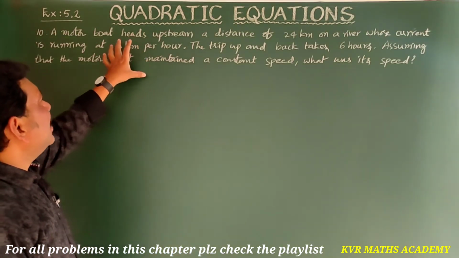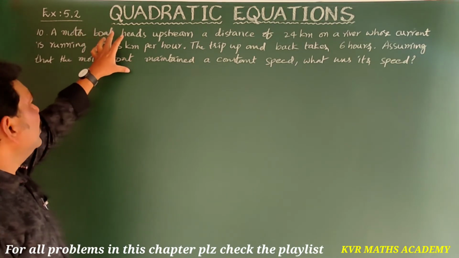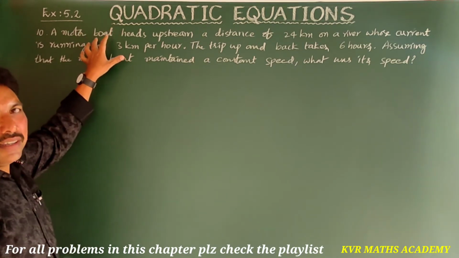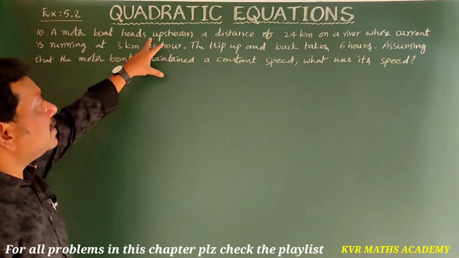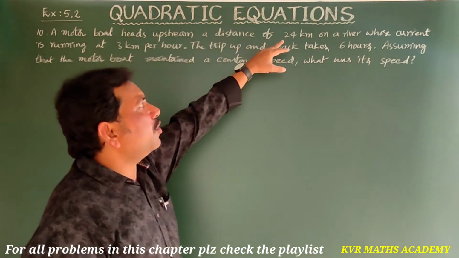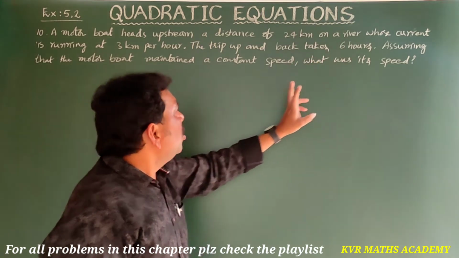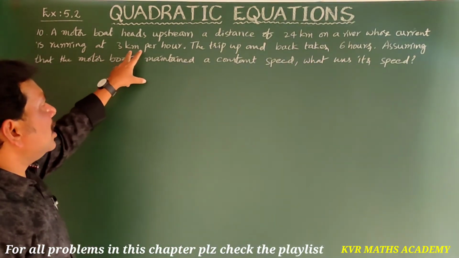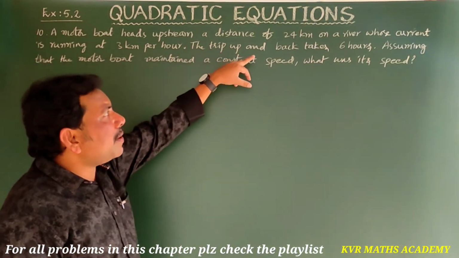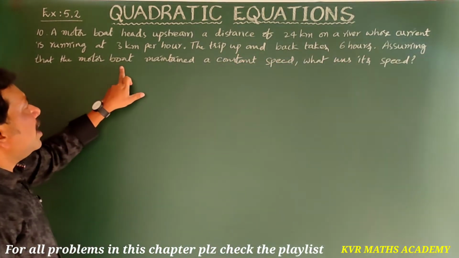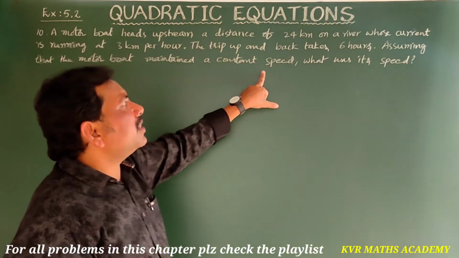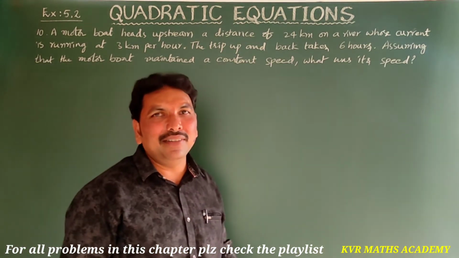Okay, this is the 10th sum in exercise 5.2 and it is also the final one in this exercise. Let us see. A motorboat heads upstream a distance of 24 kilometers on a river whose current is running at 3 kilometers per hour. The trip up and back takes 6 hours. Assuming that the motorboat maintained a constant speed, what is its speed?